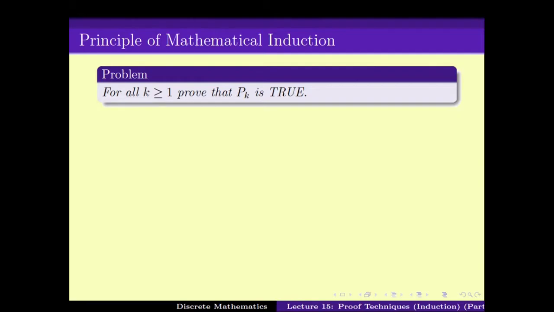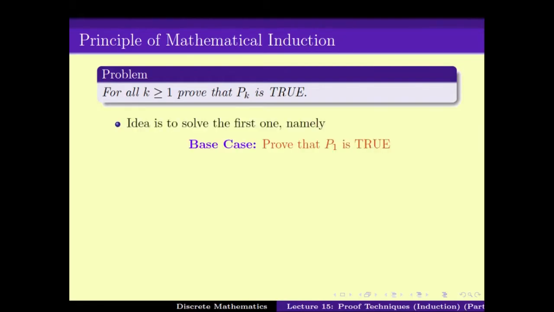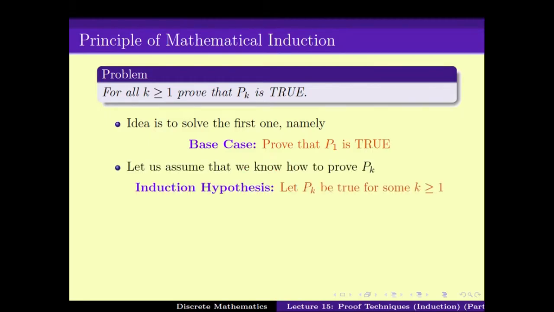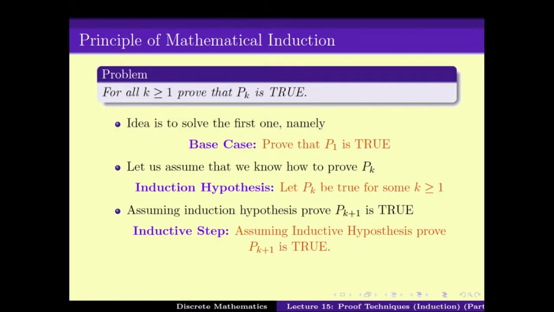Now, to prove a statement using mathematical induction, there are three basic steps. The first step is what we call the base case, which basically means that P1 is true. Note that all these three steps are important. If I don't start with the base case, then there is no way of starting this whole process. So the base case is required. We have to first prove that P1 is true. The second step is called the induction hypothesis: assume that Pk is true for some k greater than or equal to 1. Then, using the inductive hypothesis, prove that Pk plus 1 is true.